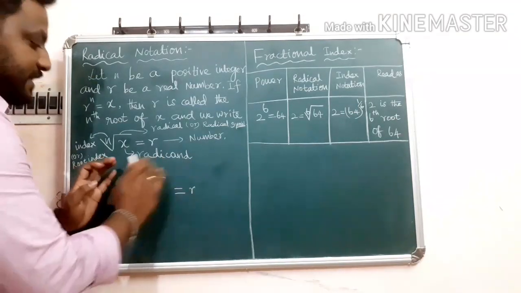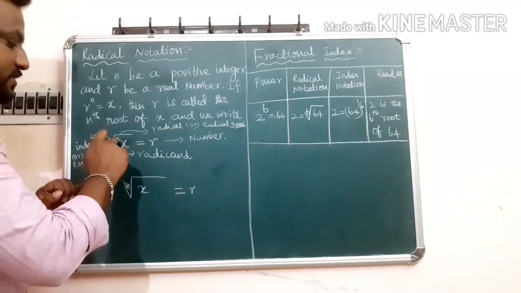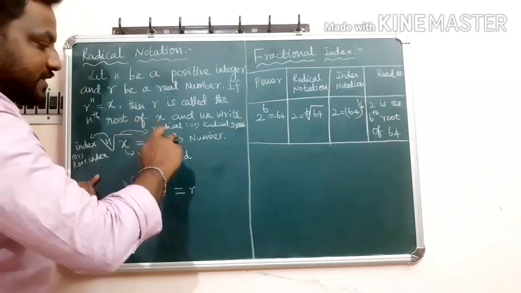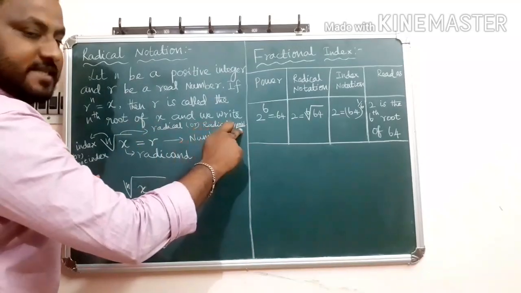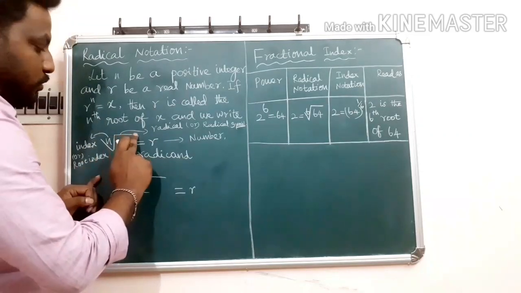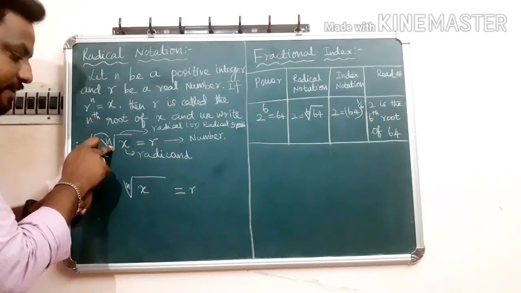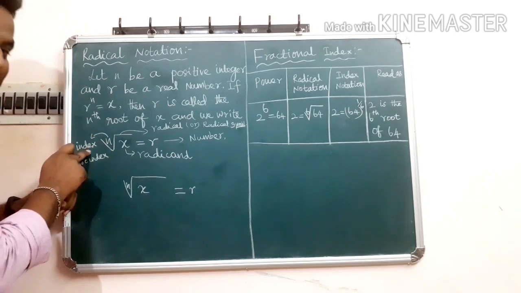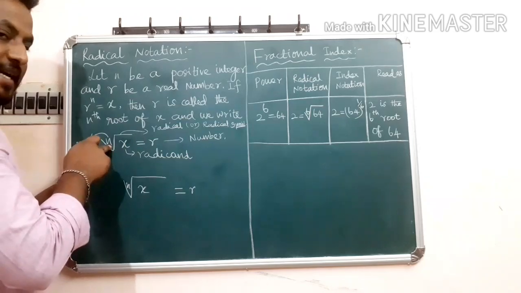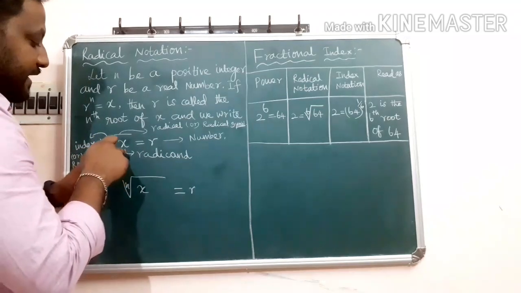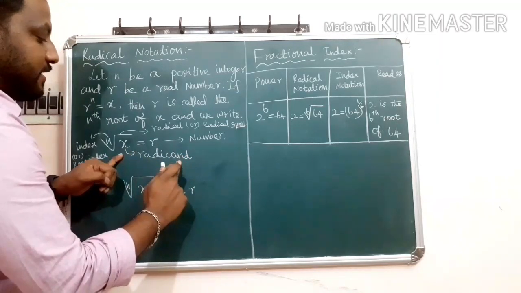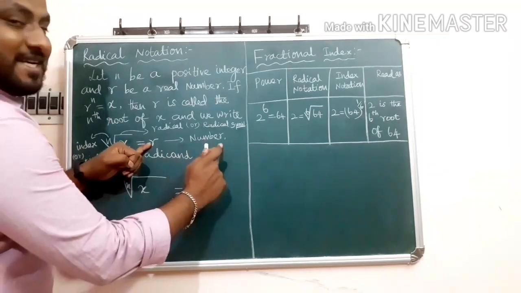In this radical notation, the square root symbol is called the radical or radical symbol. This n is called the index or root index. And x is called the radicand. And the value r is called the number.